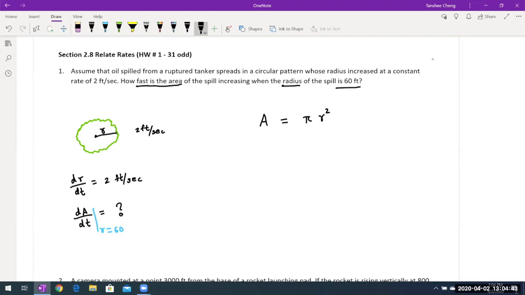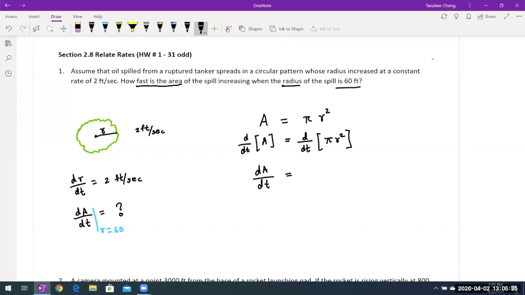So now, by taking derivatives on both sides with respect to time, on the left-hand side I will have the rate of change of the area with respect to time. And on the right-hand side of the equation, I will have the rate of change of the radius with respect to time. Right? So let's do that. Taking the derivative with respect to time of the area and pi r squared.